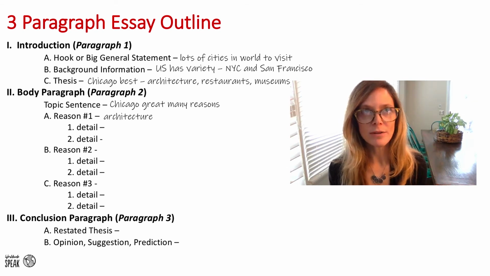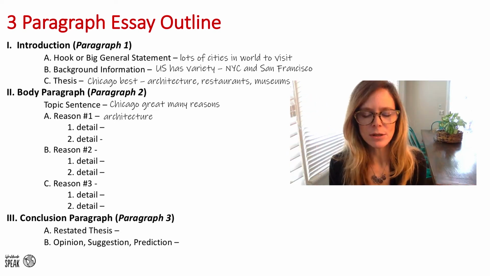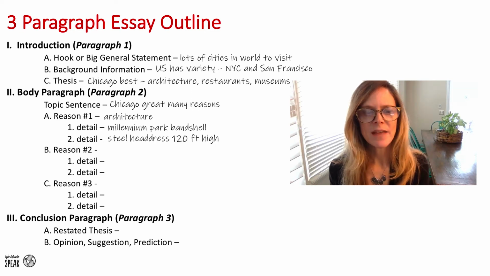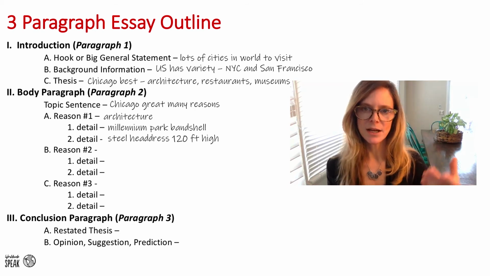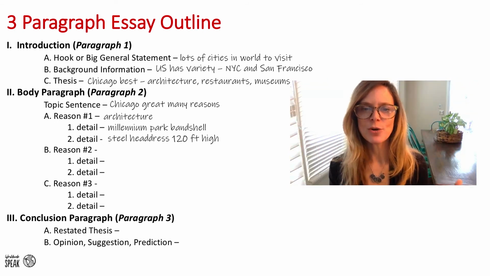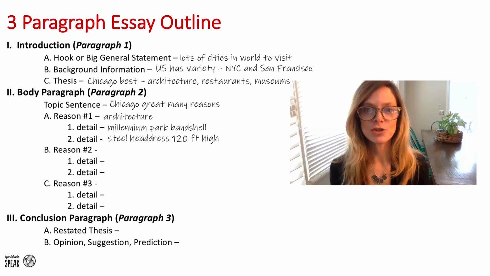And then I need a couple of really super specific details to make sure that I'm painting a picture in the mind of the reader of just why this architecture is so amazing and why you have to go see it. Well, one of my favorite structures ever is the Millennium Park bandshell, designed by Frank Gehry. And then I can give another detail about it that is more specific, like how it's called a headdress. Isn't that funny for this bandshell? But the headdress is over 120 feet high, which makes it just loom over the park where it's situated.